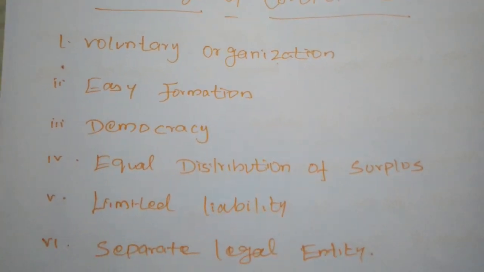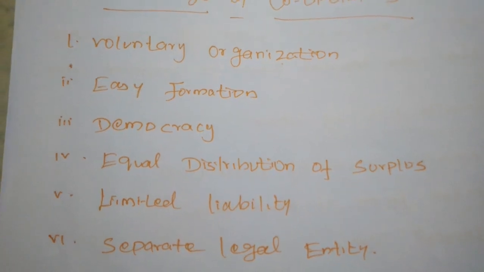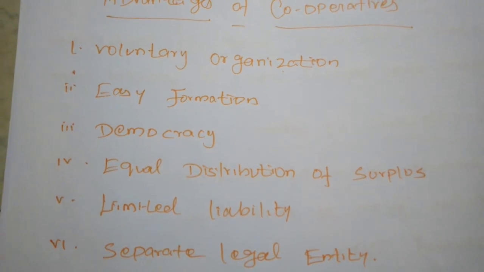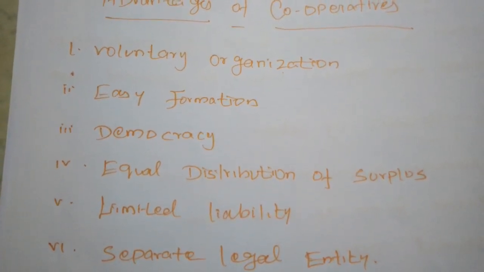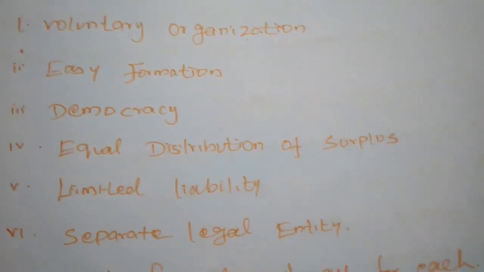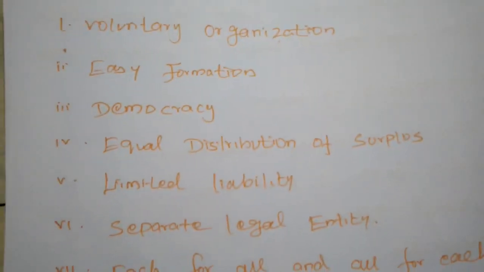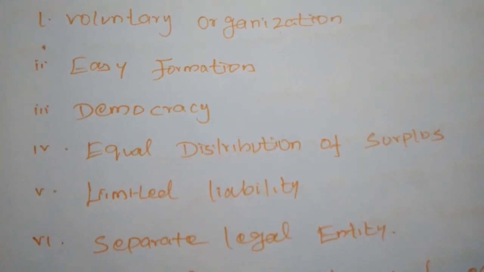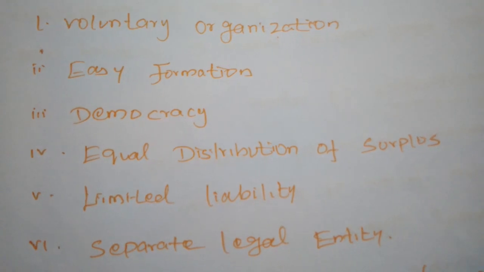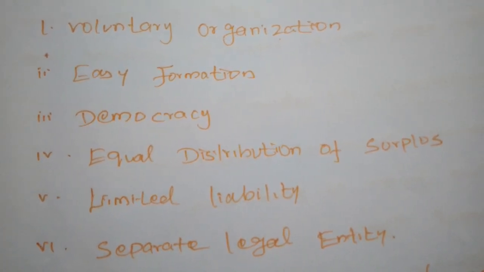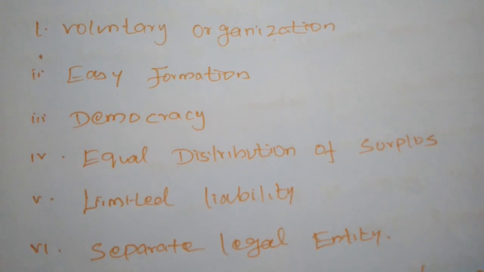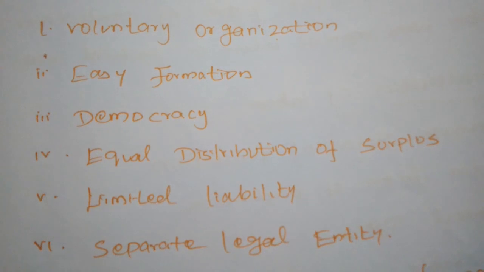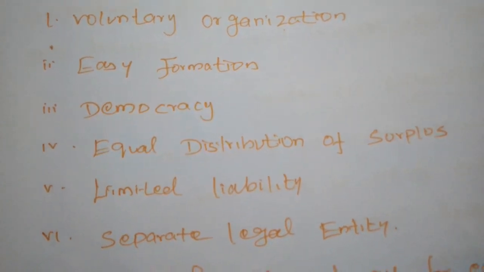Next, democracy. A cooperative society is run on the principle of one man, one vote. It implies that all members have equal rights in managing their cooperative organizations. As I told you already, the membership of cooperative organizations has one man, one vote, not on the basis of shares. Even if people have 100 or 1000 shares, they have only one right of vote.